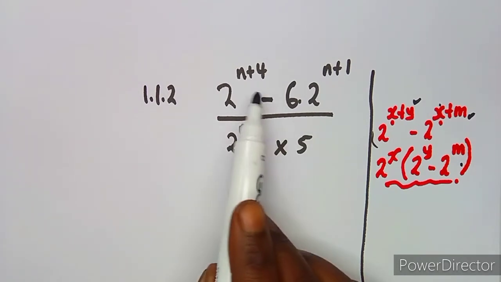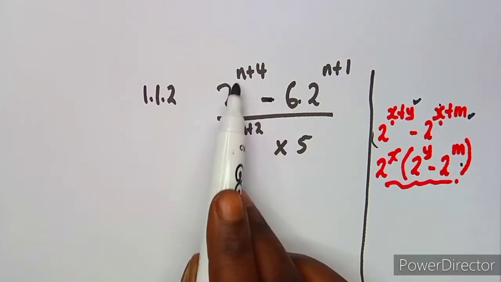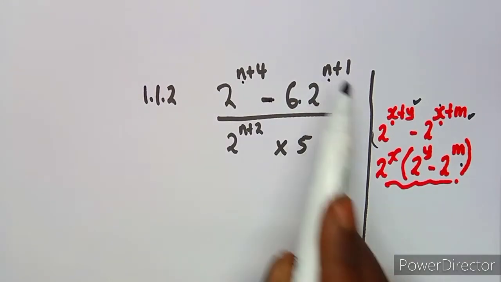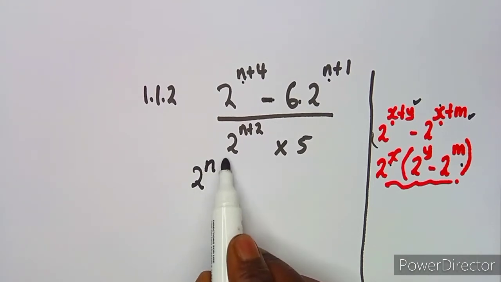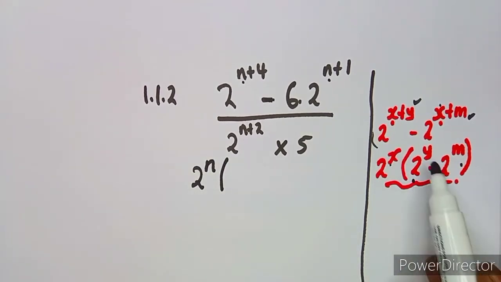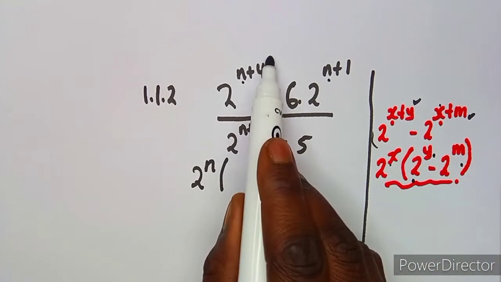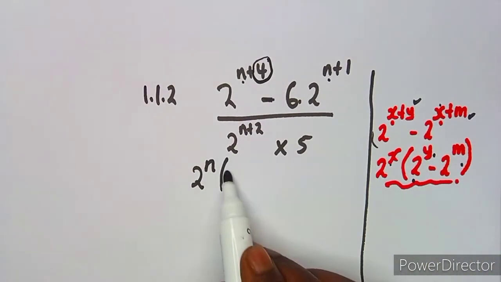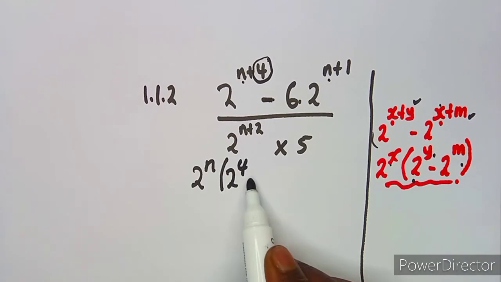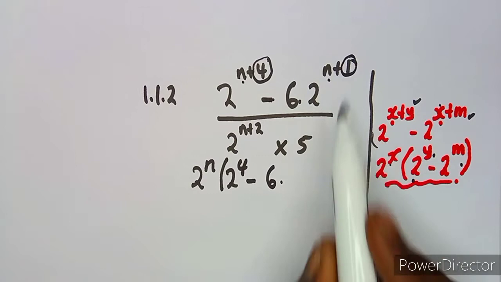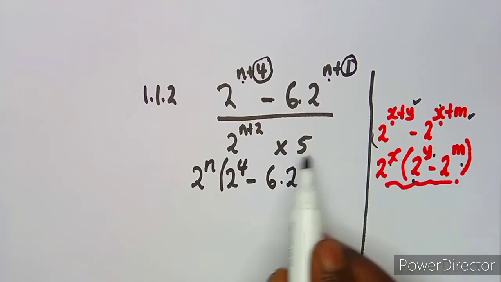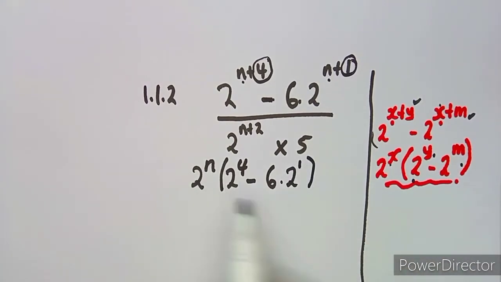All right. Because here we are subtracting. So 2 to the exponent of n, just like x and x. So we've got 2 to the exponent of n into 2 to the exponent of y, which is this 4 now. So you're going to be left with 4. So it's 2 to the exponent of 4 minus 6 by 2 to the exponent of 1, which is same as 2. All right.